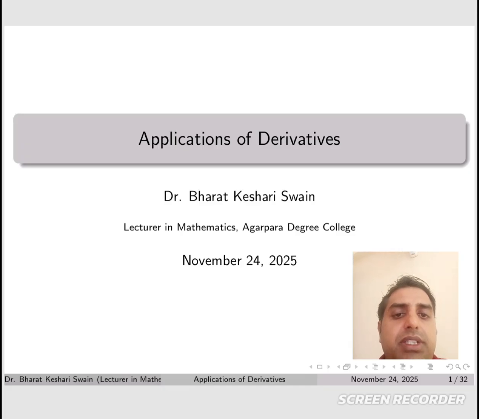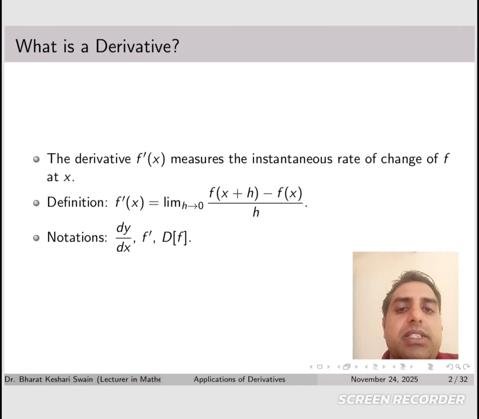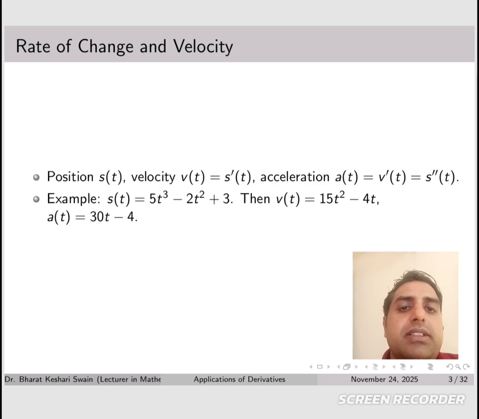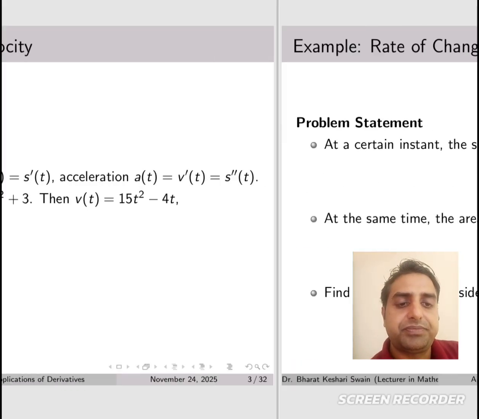Today we will discuss the interesting topic, that is applications of derivatives. Actually, it is the second part of this application of derivative class, and in the previous part we discussed what is a derivative, and next is rate of change and velocity, how to find velocity, how to find acceleration. If s of t, that is your position, is given, then how to find velocity, how to find acceleration.